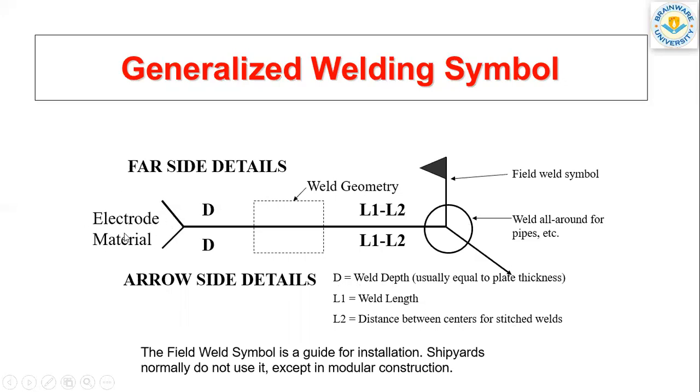Another, this symbol denotes the field work symbol, and this circular symbol shows the weld all around the pipes or all around the job. These are the main generalized symbols for welding.